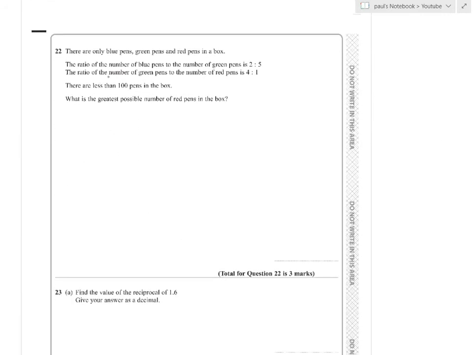Alright. There are only blue pens, green pens, and red pens in a box. The ratio of the number of blue pens to the number of green pens. Right, work out the ratio. So let's do blue to green is 2 to 5, and the number of green to red is 4 to 1.